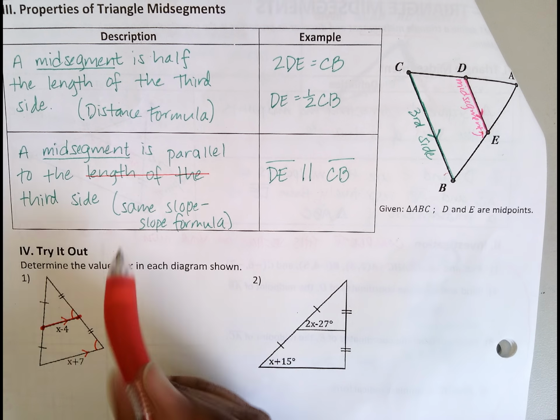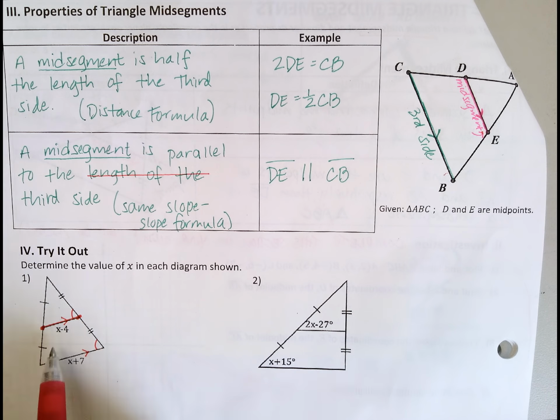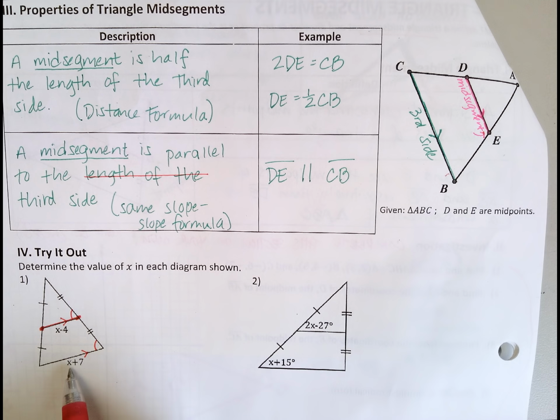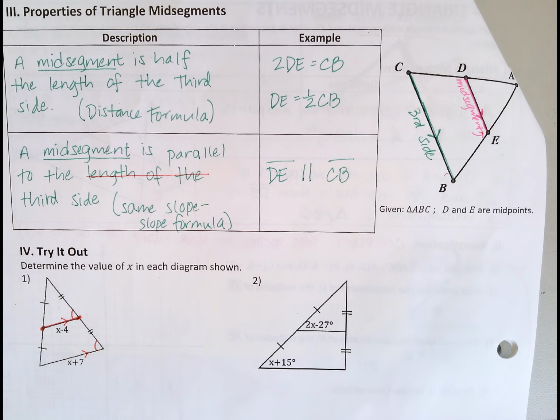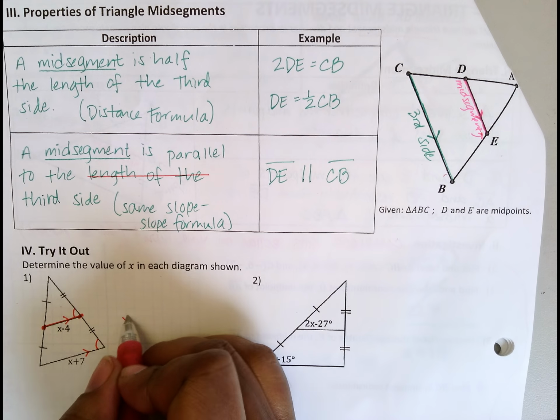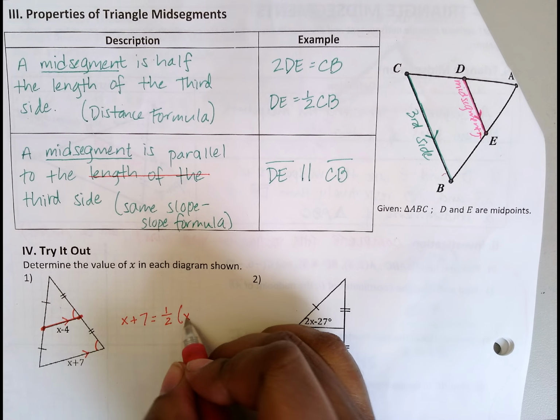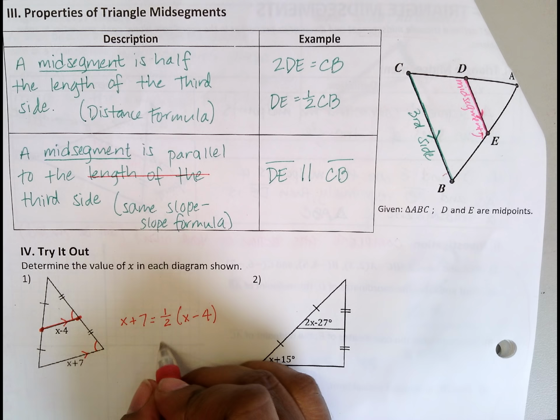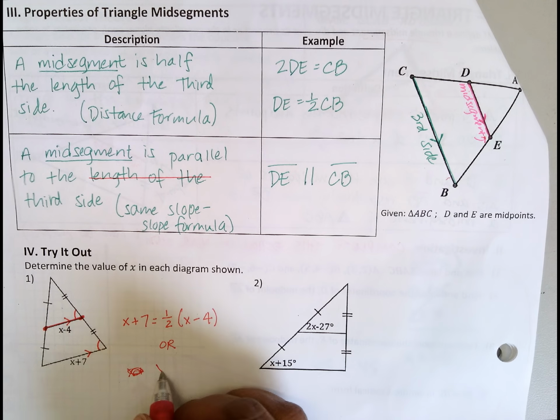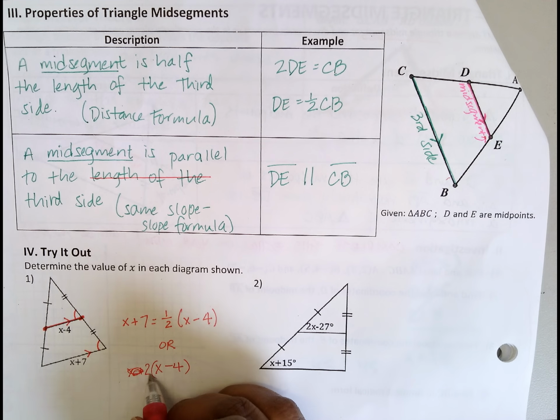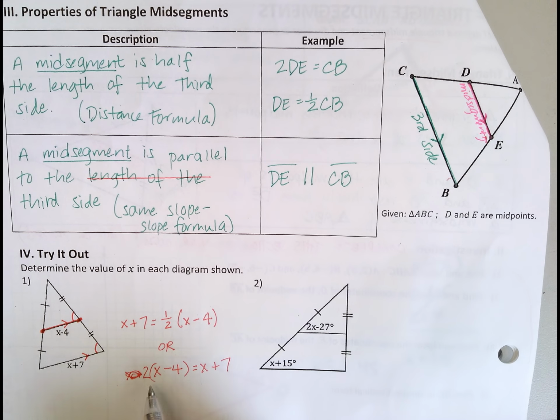What we are going to need is the properties, and specifically this one right here. So we have a midsegment, x minus 4 is the length of it, and we have the length of the third side of the triangle, x plus 7. We know that a midsegment is half the length of the third side. So x minus 4 is equal to half of x plus 7. Or we could look at this as if you take x minus 4 and multiply it by 2, or you double it, you'll get x plus 7. I prefer this because I don't have to work with a fraction.